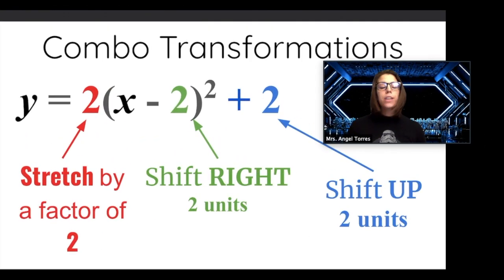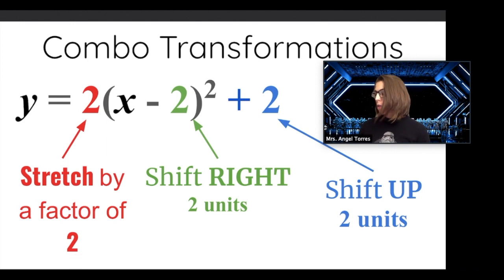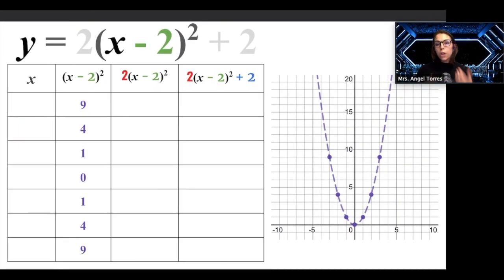So here's our first example. We can already predict what these transformations are going to be. Because we see a factor out in front, we know that this is going to be stretched by a factor of 2. We also know that because the base of the function has become a difference, this is going to end up shifting right 2 units, and we know that this parabola will be shifted up 2 units. So to start off graphing this function, we're just going to look at what's inside of the parentheses. And that right now is the function (x − 2)². So we're just going to start there because that's going to show us what inputs we can actually use here.